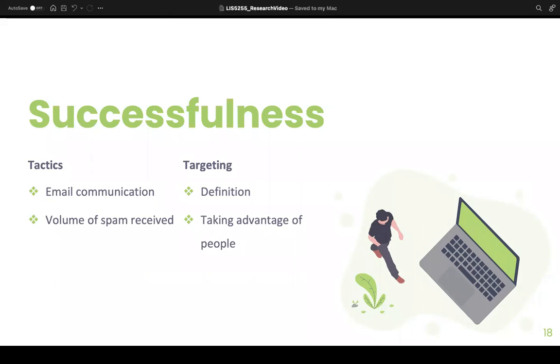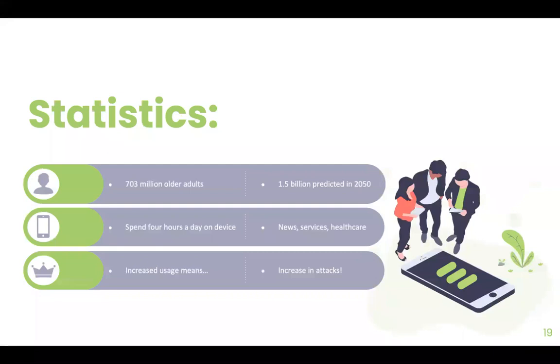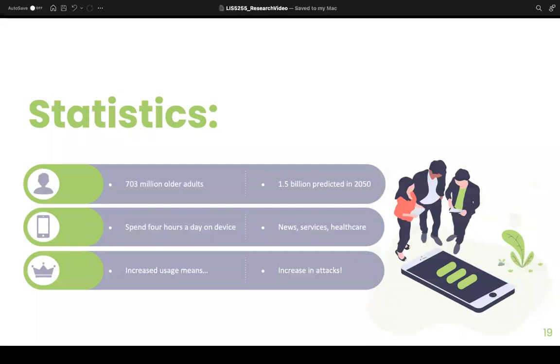Cybercriminals use targeting as a way to take advantage of unsuspecting, vulnerable groups of people. And what more vulnerable group to target than our older adult community? As of 2016, there were 703 million older adults. By 2050, there will be over 1.5 billion.